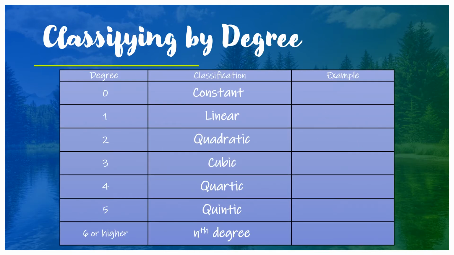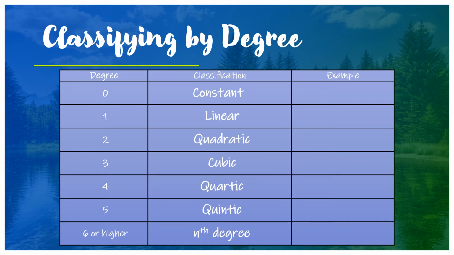So now we're going to classify by degree. Once we figure out what the degree is for a polynomial, we can use words to actually classify that polynomial. And a lot of these words you've seen before. We've done constant, you've seen linear before. Again, now we're just making these in relation to that highest exponent.